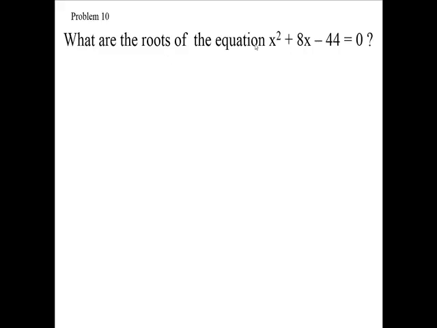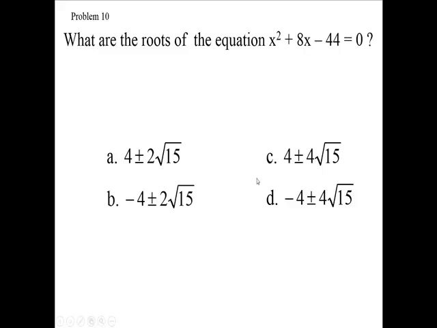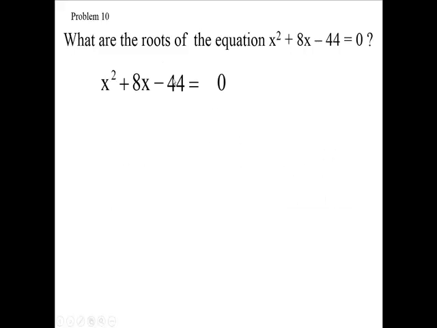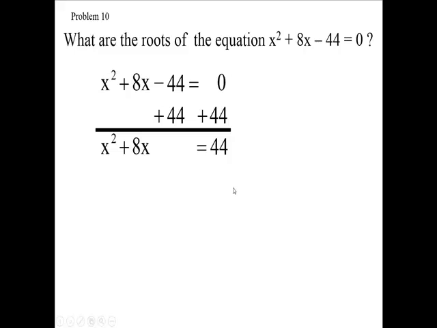What are the roots of the equation x squared plus 8x minus 44 equals 0? We have four choices, and we have to pick one of these four. Copy our equation down, make it a little bit bigger, and add 44 to both sides of the equation. Add 44 here and here. So we end up with x squared plus 8x equals 44.